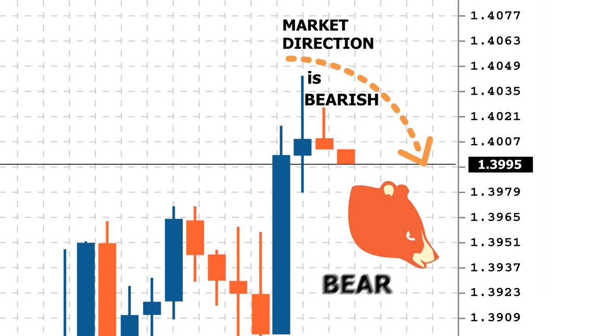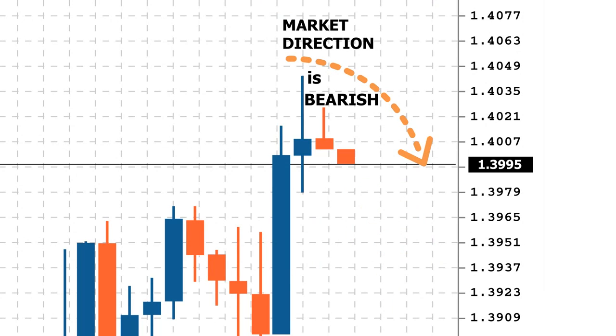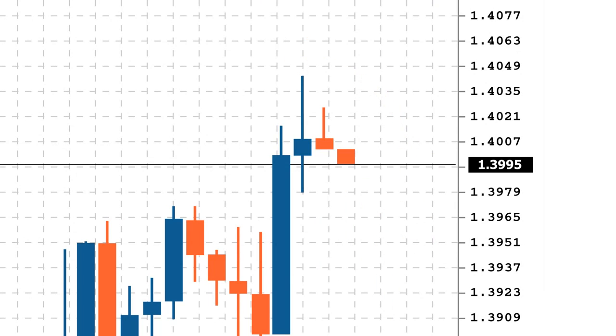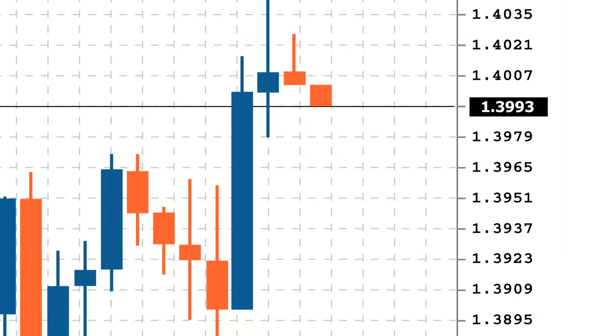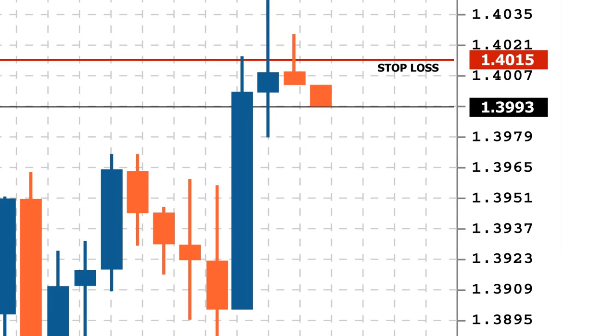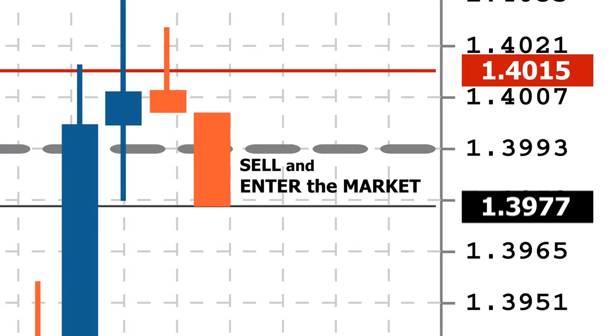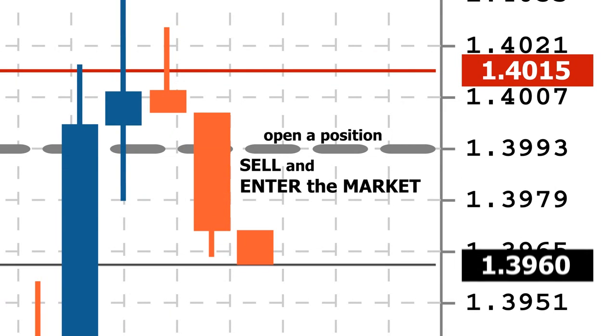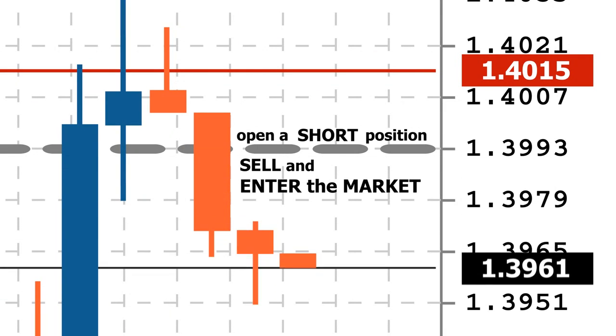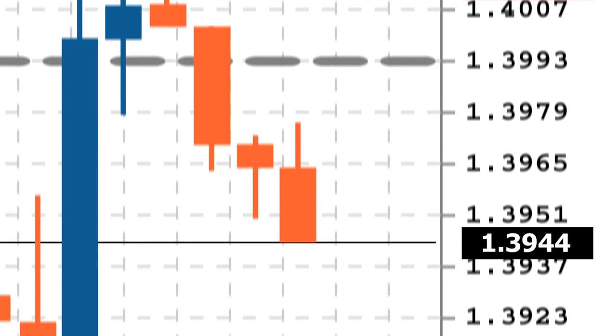The only difference is that since we're selling Euro-US dollar, it is to our advantage that the price is falling. In this case, the US dollar is getting stronger. The price now is 1.3993. You set your stop loss at 1.4015 and your profit target at 1.3910. You decide to sell and enter the market or open a position. In your case, a short position because you are selling. You are considered a bear.